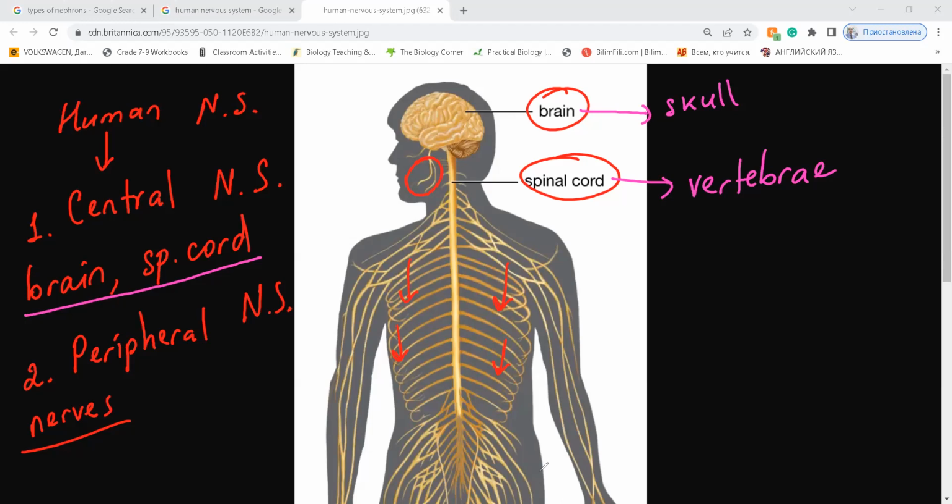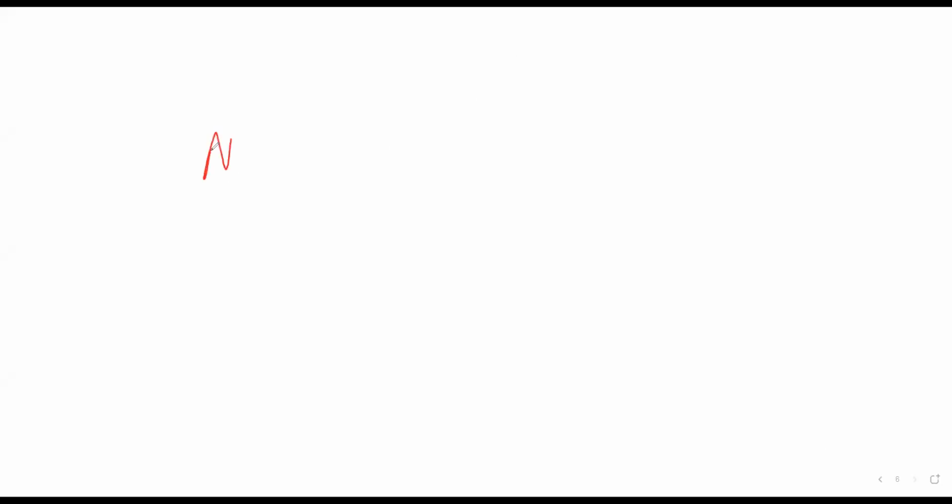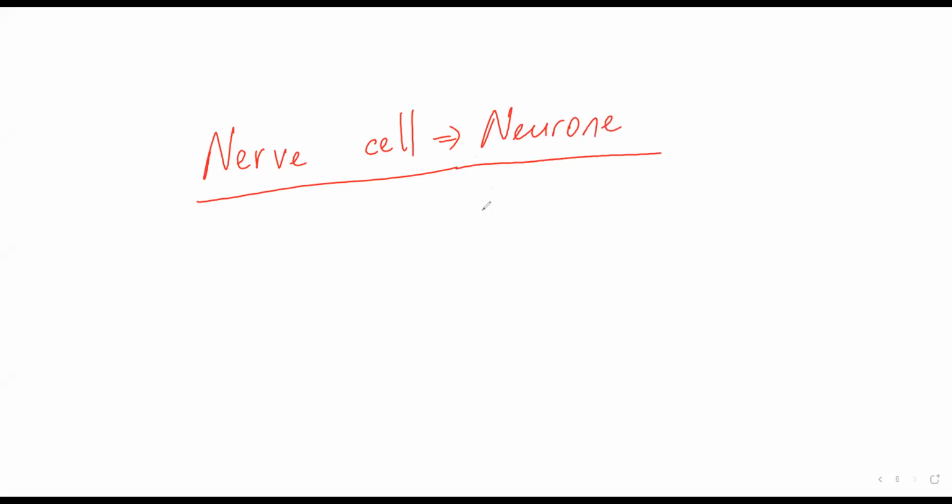Of course, we know that, as we said, systems contain organs. Organs contain tissues. Tissues contain cells. So now I will give you information about the nerve cell. Let's talk about the nerve cell, guys. Nerve cells have a different structure, and we have a specialized name. This name is neuron. So nerve cells are also known as neurons.